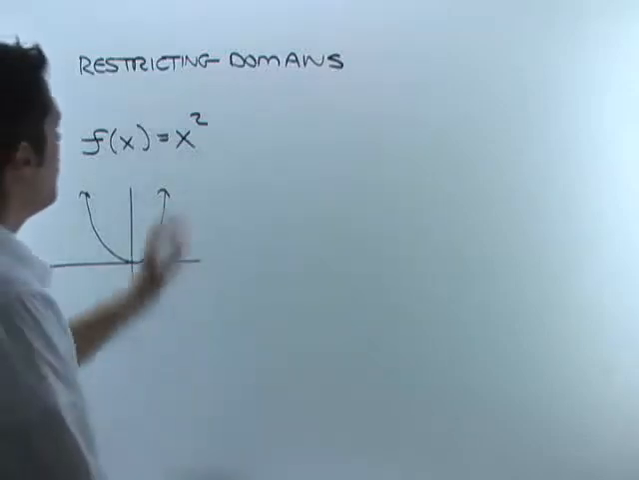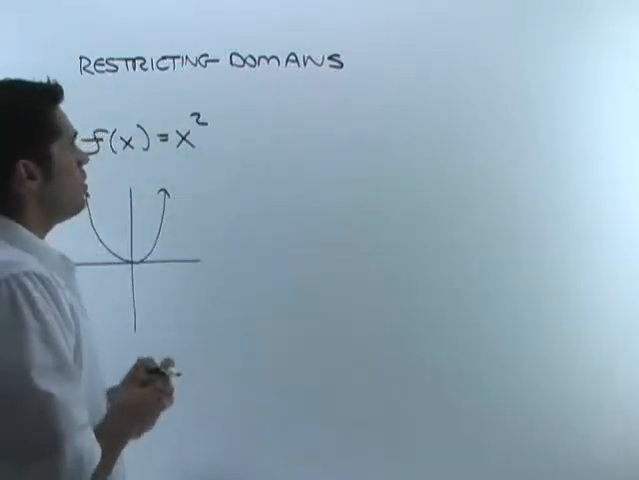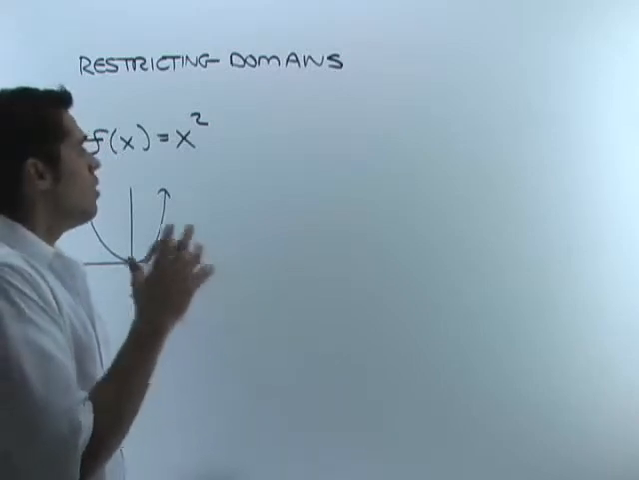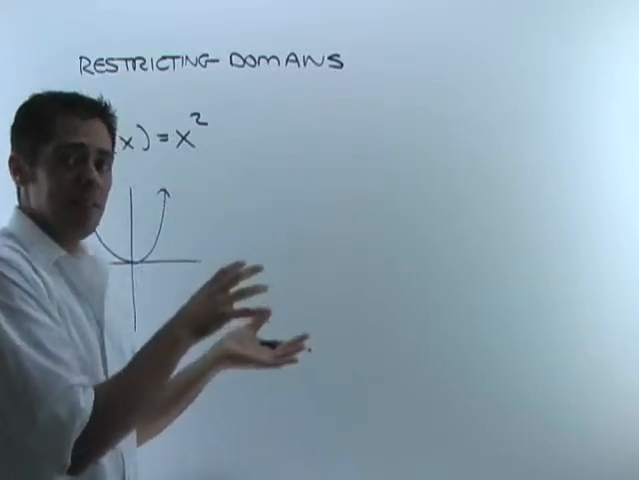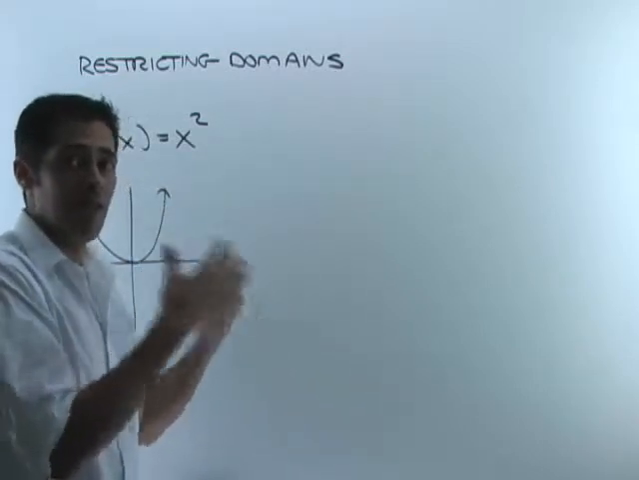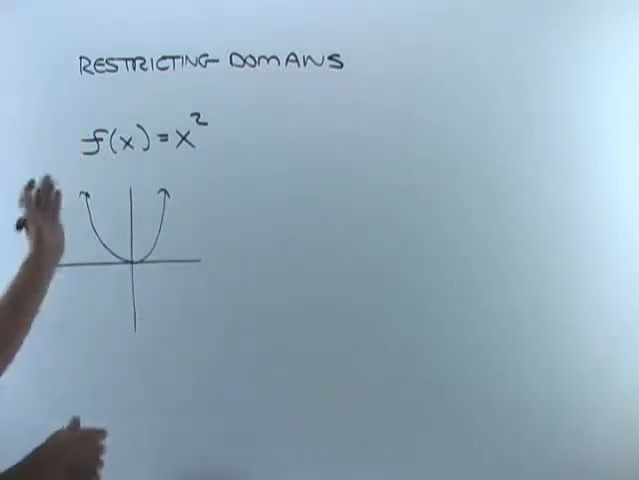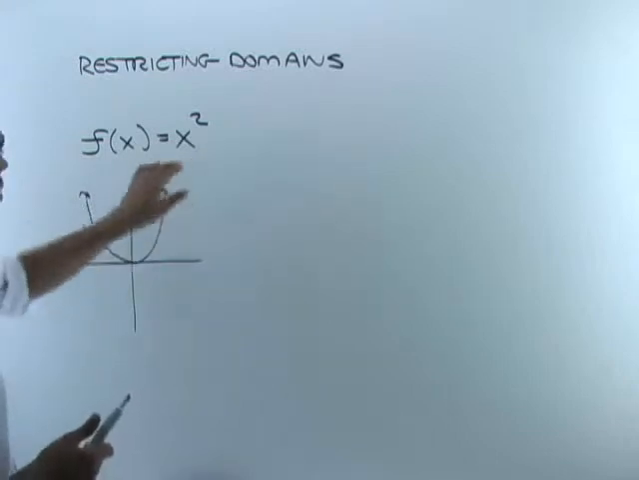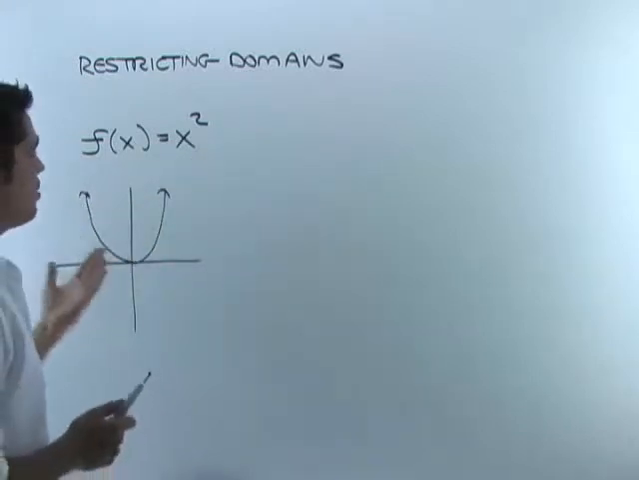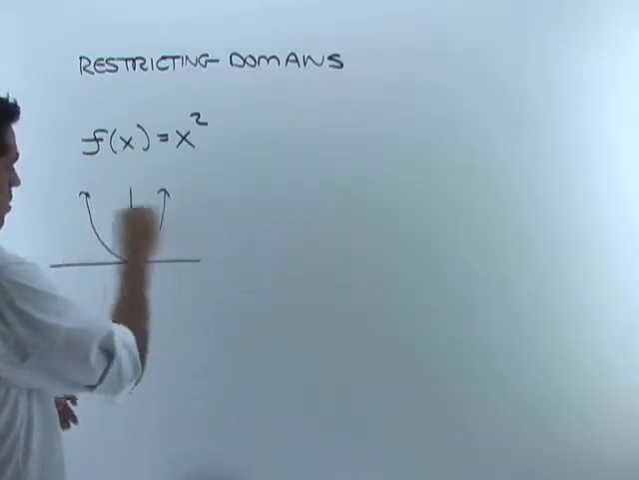Let's take a look at how restricting the domain of a function can actually help, going from something that did not have an inverse or was not one-to-one, turning it into something that is one-to-one. So look, f of x equals x squared. We've already shown this is not a function that has an inverse because it fails the horizontal line test.